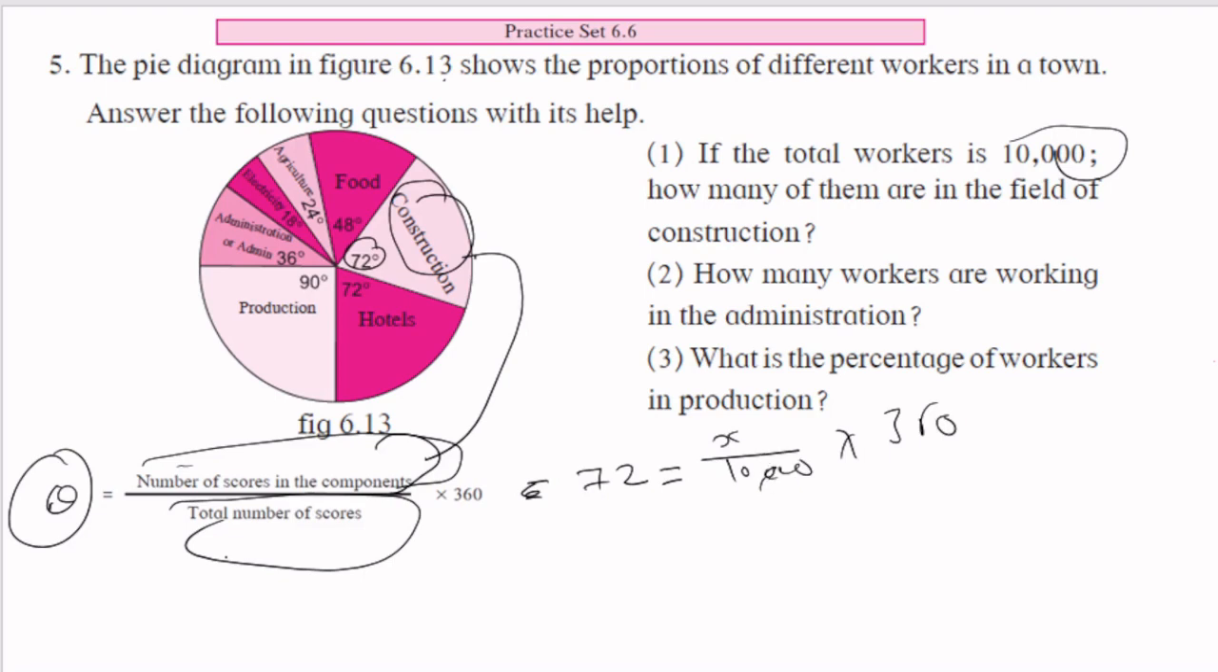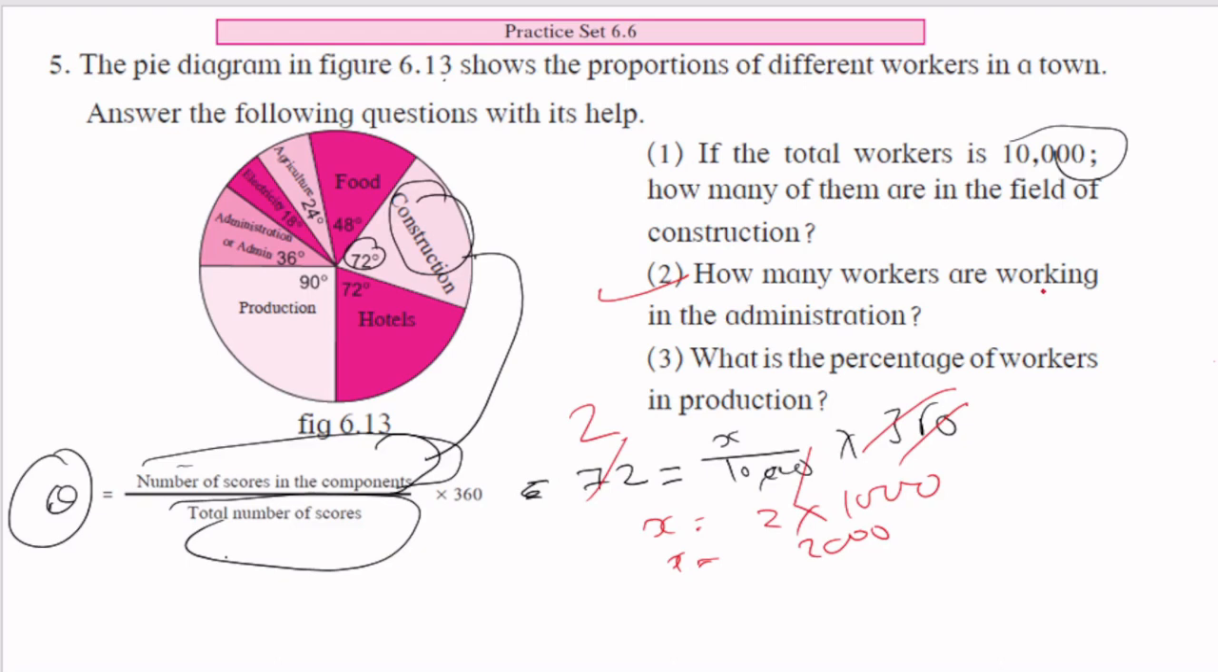Isn't it simple? So do not try to remember a lot of formulas. Just cancel something. See here, 10 got cancelled. 36 twos are 72, this side also got cancelled. So x is equal to 2 into 1000. So our answer will be 2000. Isn't it very easy? So do not get confused with a lot of formulas. Let's see what is question number 2.